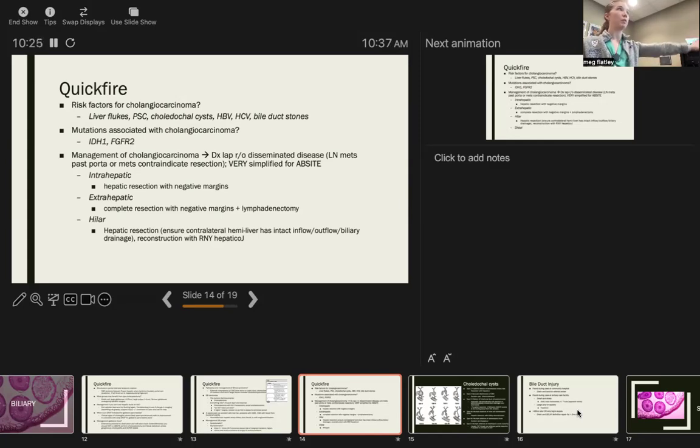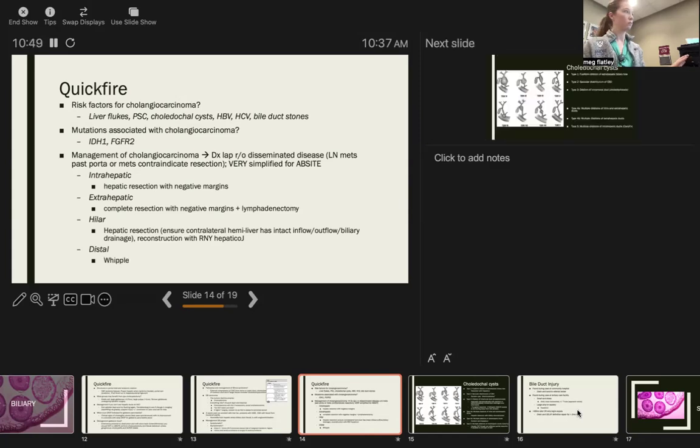So this gets complicated very, very quickly. This is a very simplified algorithm, but I think this is probably sufficient for ABSITE test taking purposes. If there are lymph nodes past the porta hepatis or Mets, you will not be resecting this. That is unresectable disease. Does that all make sense? Okay. And then if this is distal, approaching the ampulla, you may need to do a Whipple.